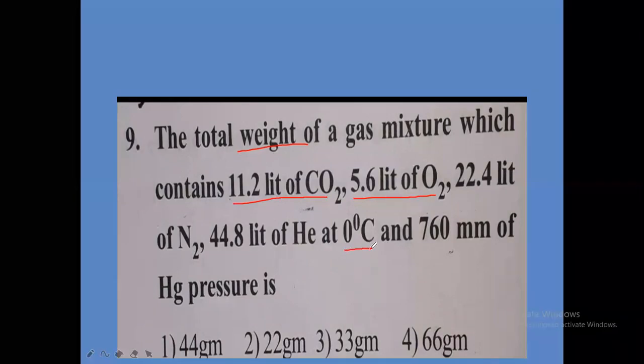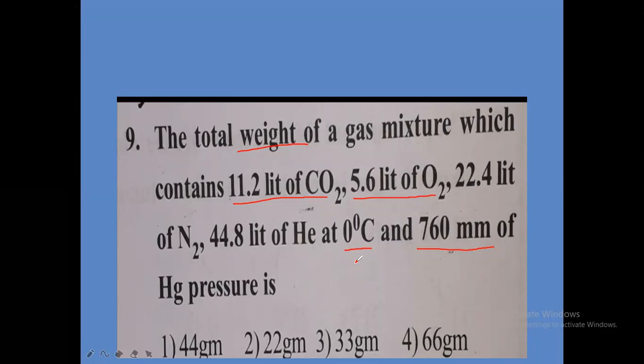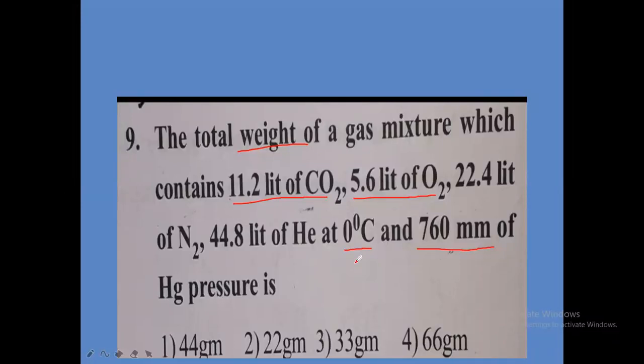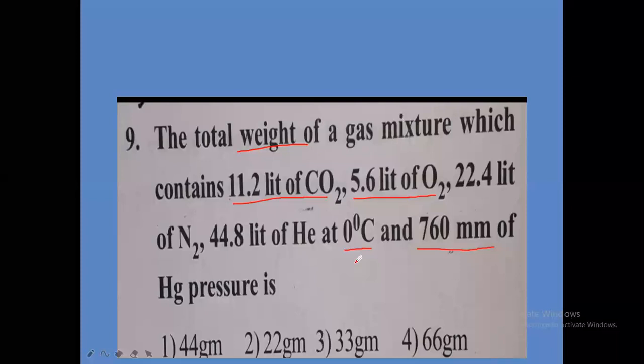0 degrees Celsius means 273 Kelvin, and 760 mm means 1 atm. So 1 atm pressure and 273 Kelvin temperature are given, which is the STP condition. At STP, we know that 22.4 liters equals the gram molecular weight. Any gas, whether CO2, O2, N2 or helium, of 22.4 liters will have its gram molecular weight as mass. Then we have to calculate how much weight the given volume will have.